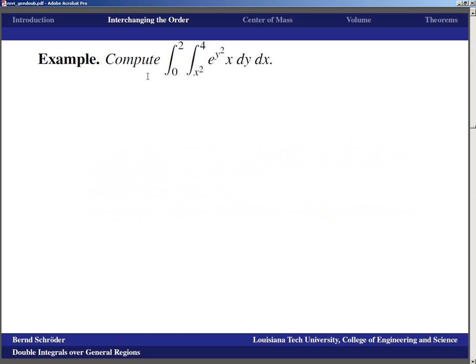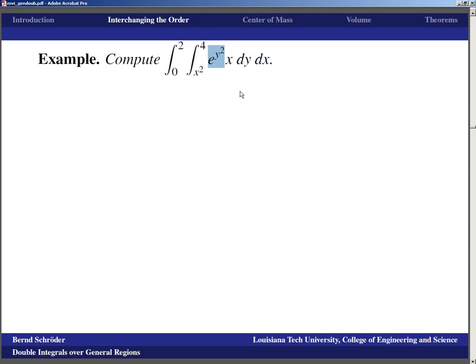And so here's an example. We want to compute the integral from 0 to 2, where the inner integral goes from x squared to 4, of e to the y squared x dy dx. You look at that and you realize, hey, I can take the x out. That's great, that makes the inner integral easier, hopefully. Well, it doesn't. Or, well, it makes it easier, but the inner integral is horrible, because e to the y squared is one of those functions for which we don't have any decent antiderivative, or no antiderivative in closed form.